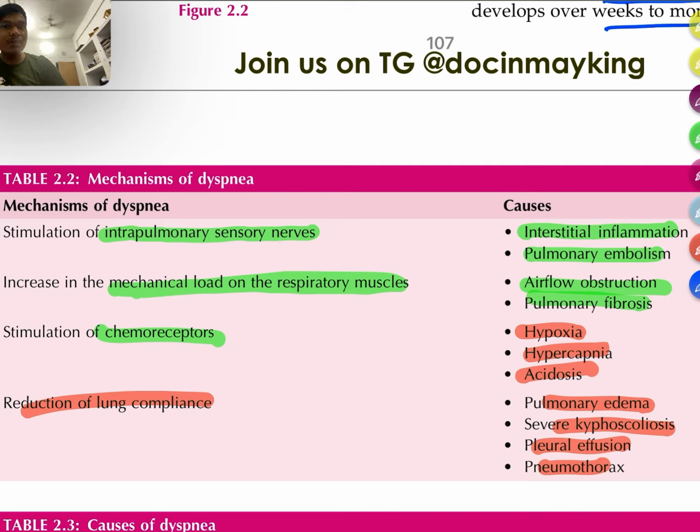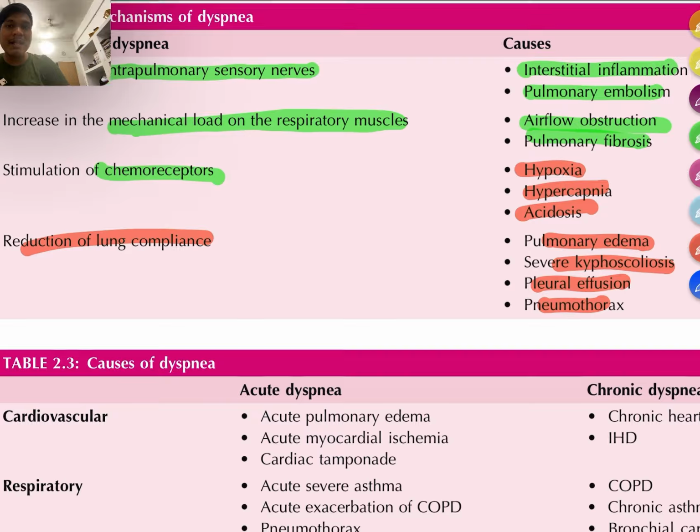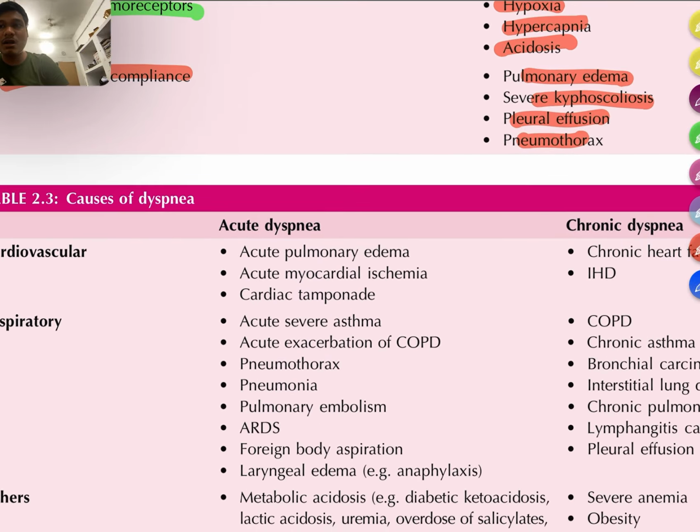So we have studied the four mechanisms. First is stimulation of the intrapulmonary sensory nerves. Second is the mechanical load on the respiratory muscles. Third is stimulation of chemoreceptors, and fourth is reduction in lung compliance.